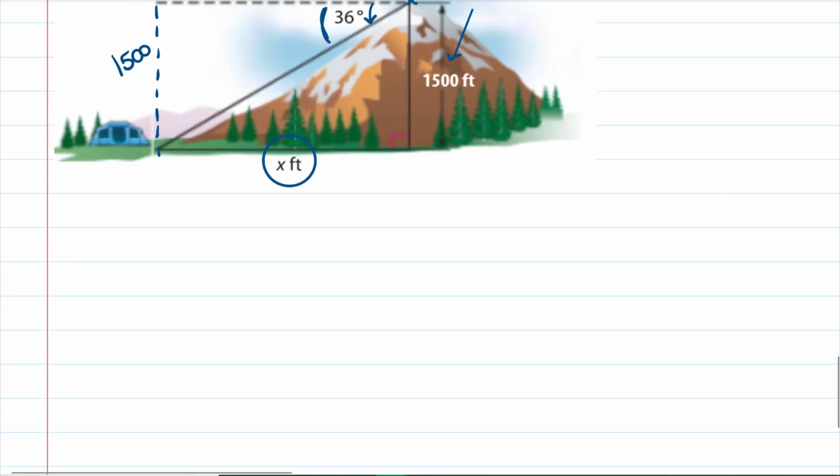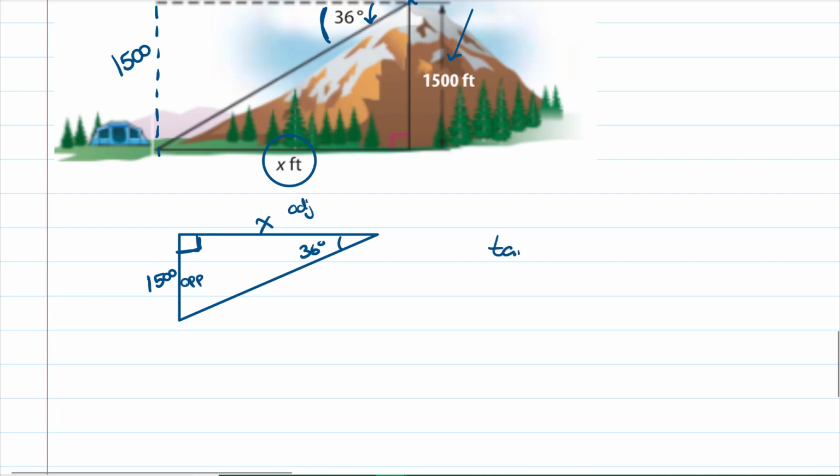All right, here we go. What I like to do when I start these problems is just redraw the triangle. So here's 1500, and this is x, and this is 36. This is my right angle. This is going to be my opposite, and this is my adjacent. So tangent of 36 degrees is equal to opposite, 1500, divided by x, which is the adjacent.